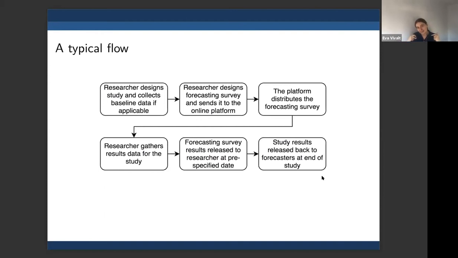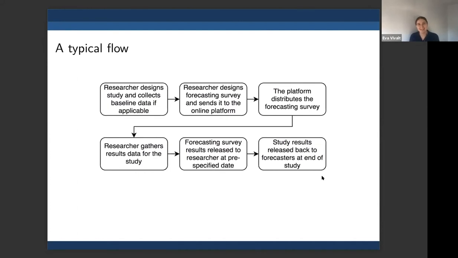And then when you have study results, you upload them to the platform and those are released back automatically to all the other forecasters. So this is also nice, like whenever you've got, in some IRB thing, you say, well, I'm going to share results back with the participants at the end of the study.